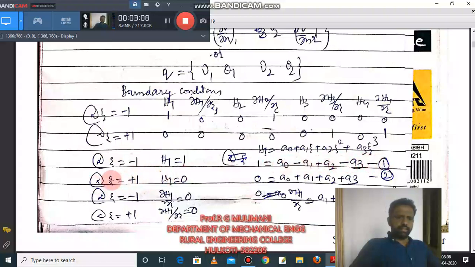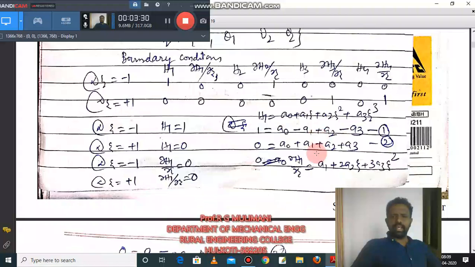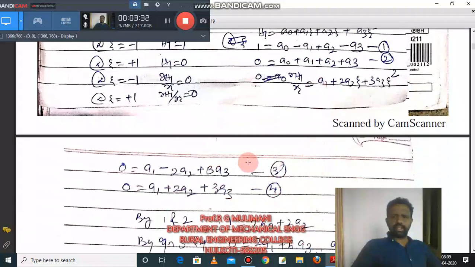Similarly, you apply the second boundary condition. As zeta is equal to 1, h1 value is 0. Substituting zeta value 1, we got this equation. Similarly, you substitute the third and fourth boundary conditions. Now we have 4 equations. Substituting the third boundary condition, we have the third equation.